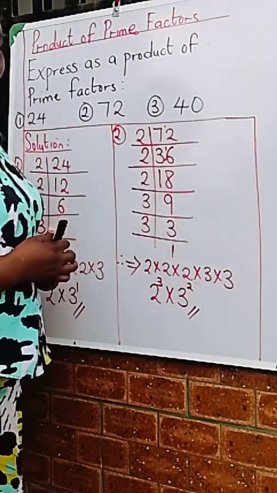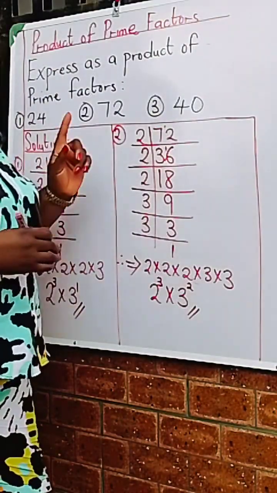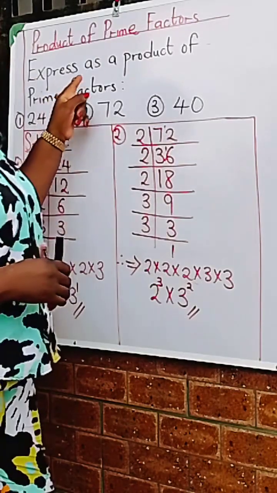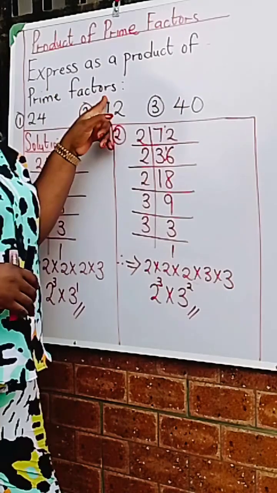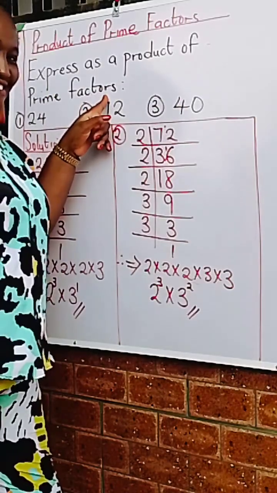I always leave you something to play with. So you're going to be expressing 40 as a product of prime factors, and leave your answer in the comment section.